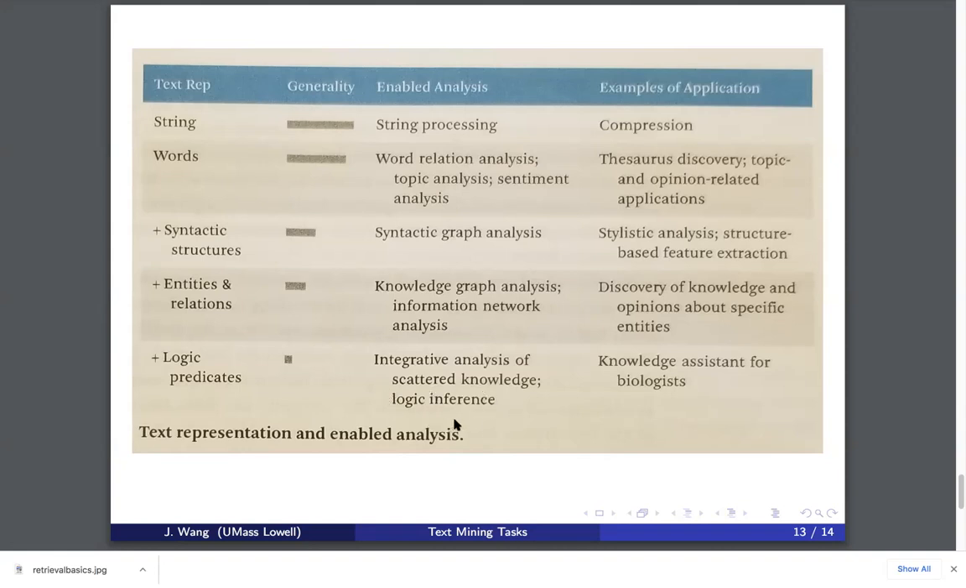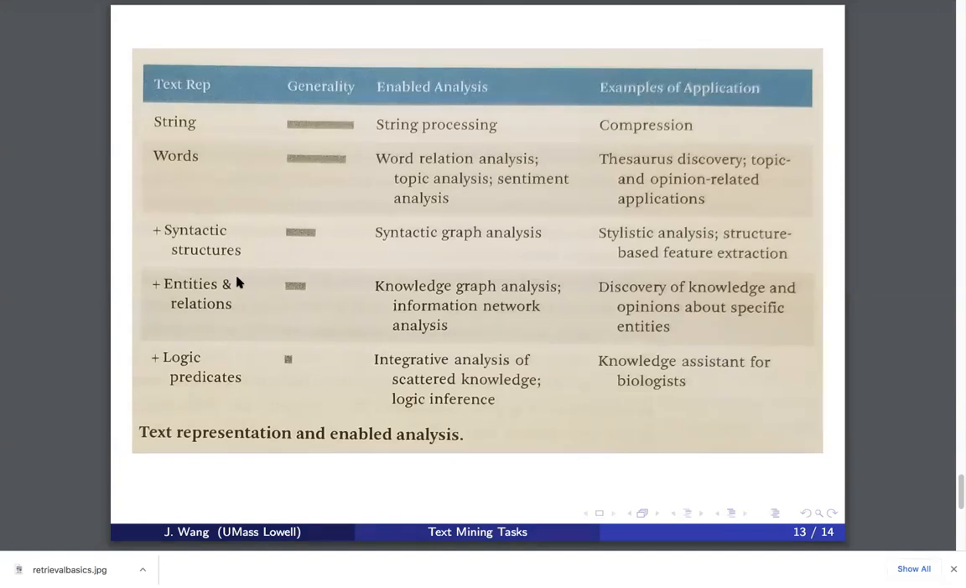And IBM tried to do this inference by building Watson. But as far as I know, project Watson is not that successful. So that indicates it's a really difficult thing to do, with tremendous power. And I think IBM spent more than $4 billion to build Watson. Examples of application include a knowledge assistant for biologists or for doctors, right?